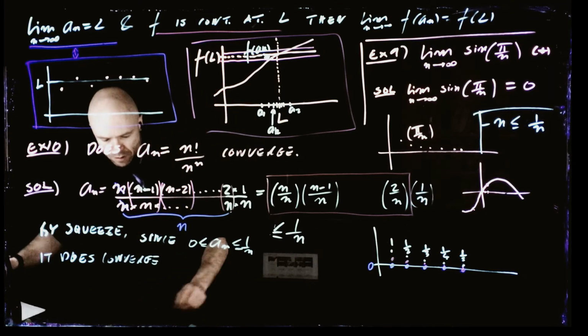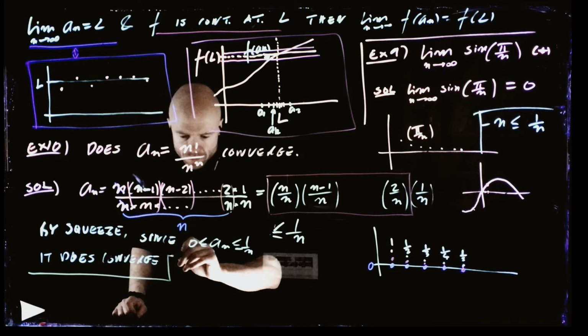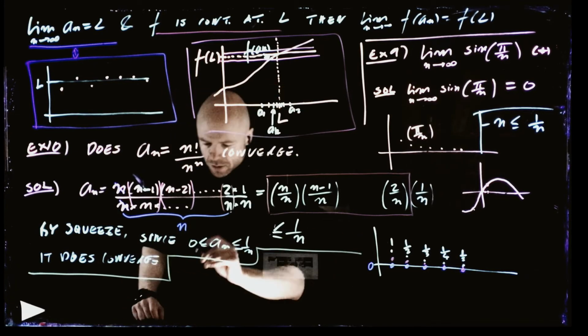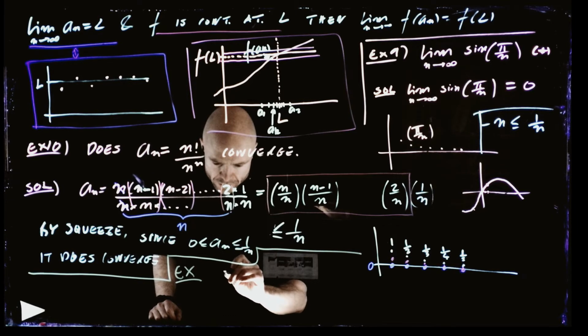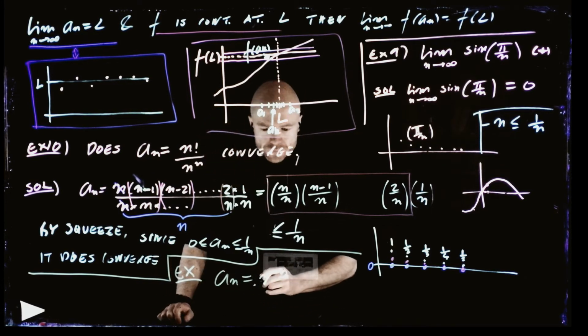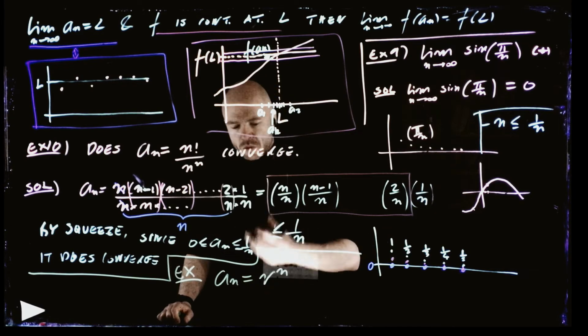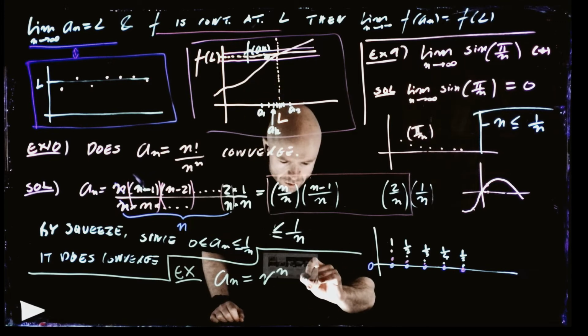Okay, let's do this one too. Consider the sequence example. What about if we have an equals r to the n? For what r does this sequence converge, and what does it converge to?